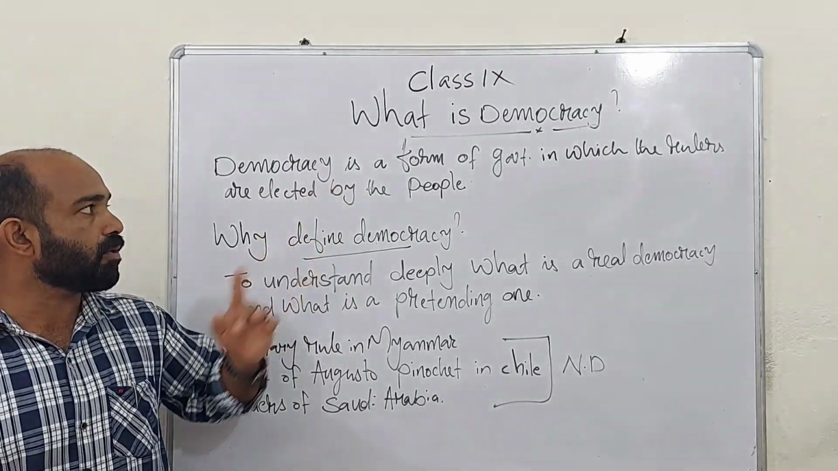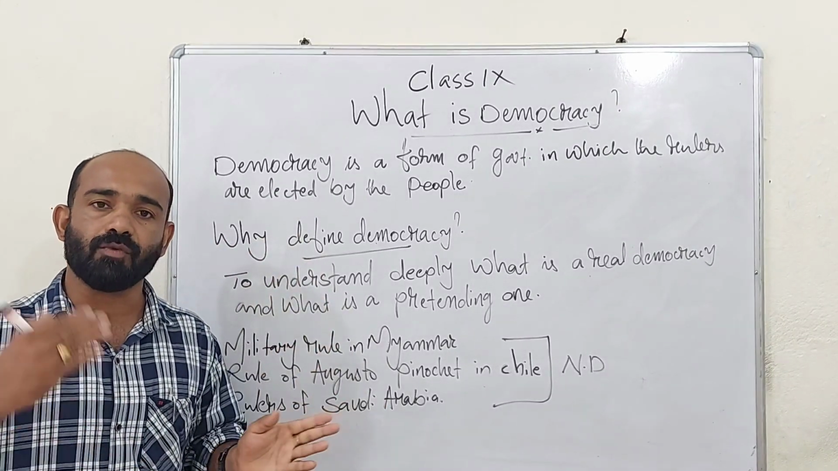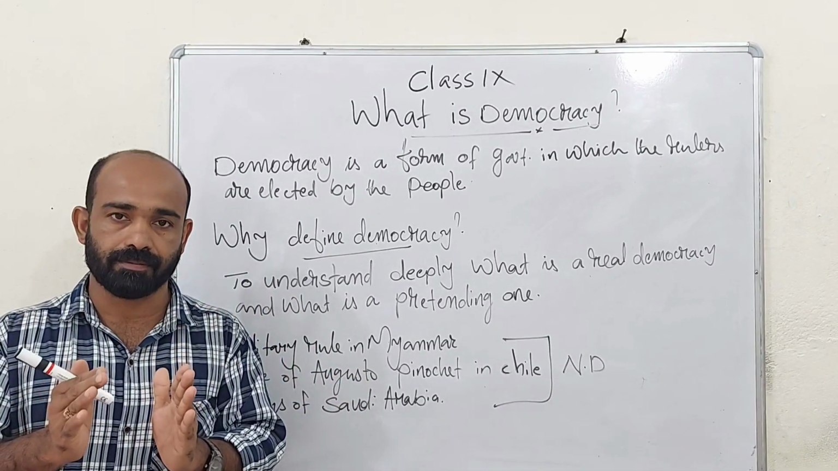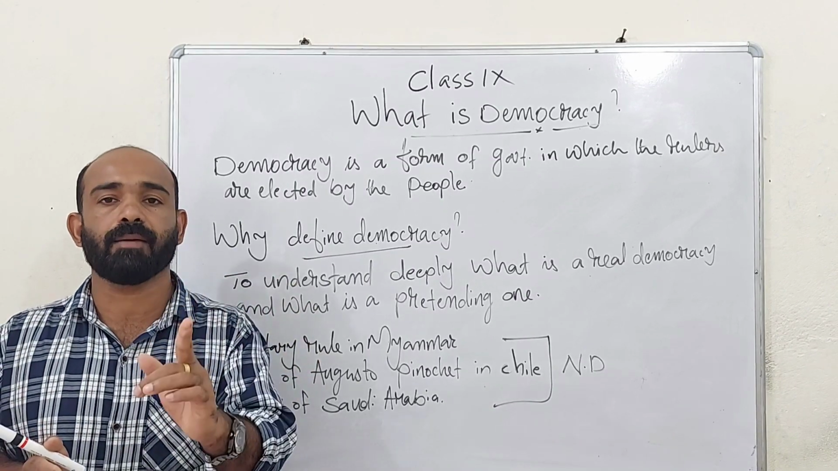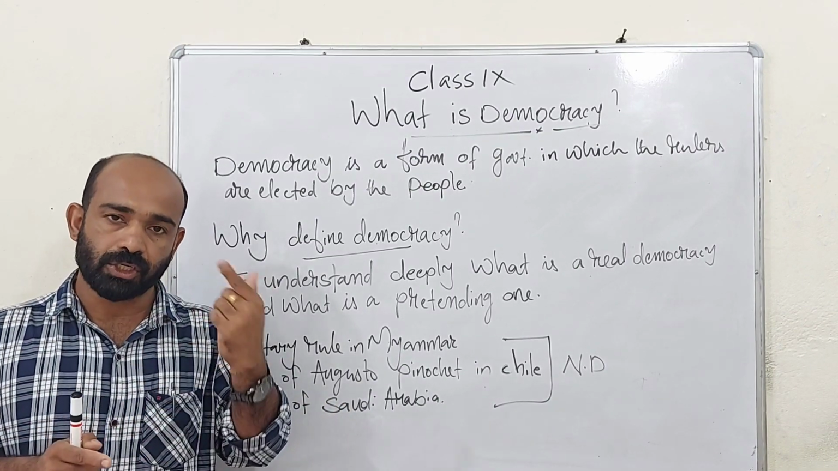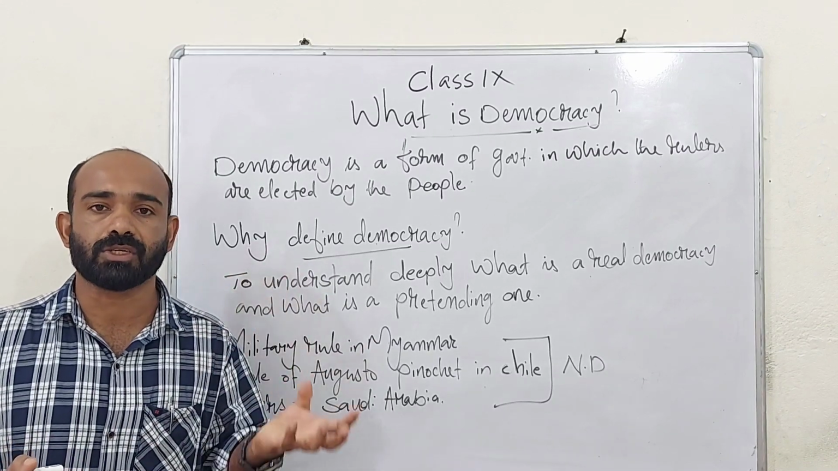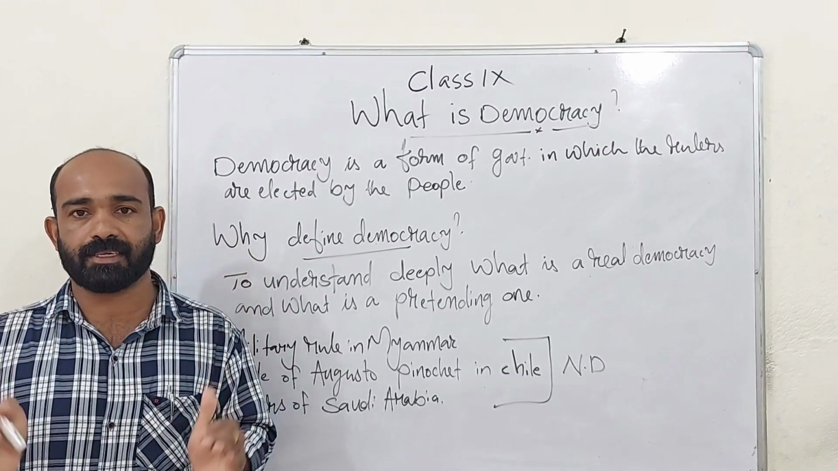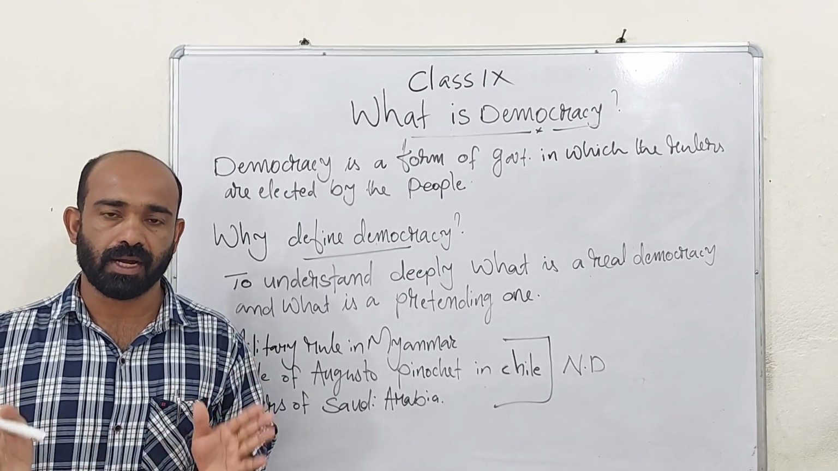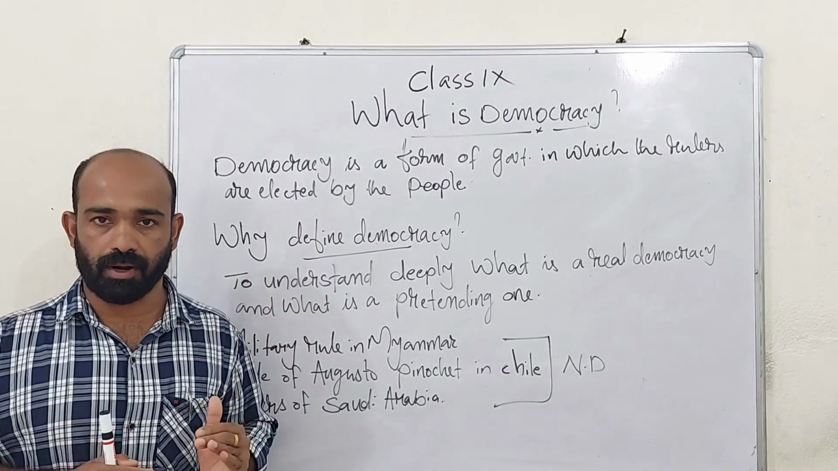With this definition, democracy is a form of government in which the rulers are elected by the people. We can understand what a democracy is and what a non-democracy is. But we cannot understand what a real democracy is and what a pretending democracy is. For that, we should know more features or more definitions of democracy. Then only can we clearly understand what a real democracy is and what a pretending democracy is. For that, let us see the coming features of democracy one by one.